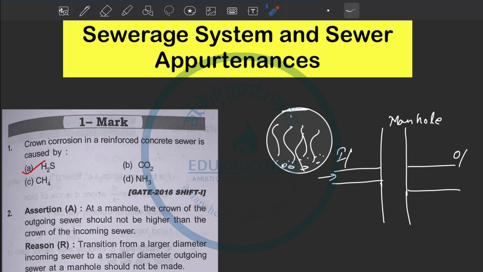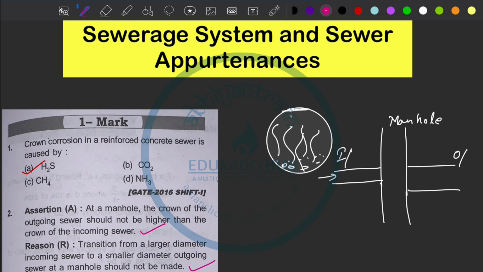And the reason they are giving: the transition from a larger diameter incoming sewer to a smaller diameter outgoing sewer at a manhole should not be made. Then they are saying that if the incoming sewer is large and outgoing is small, this transition should not be made. So the assertion as well as the reasoning both are correct, but the reason that is given is not for the assertion that is mentioned.